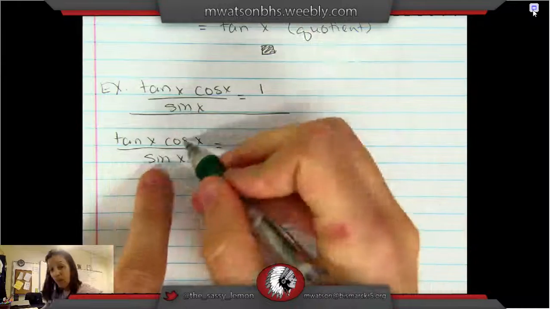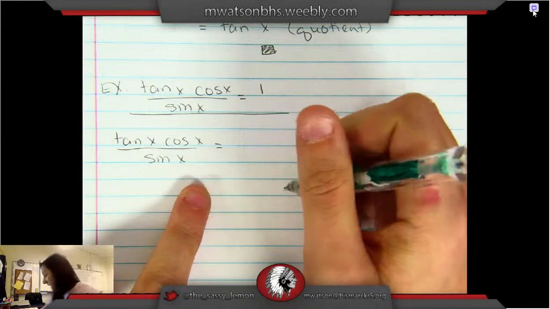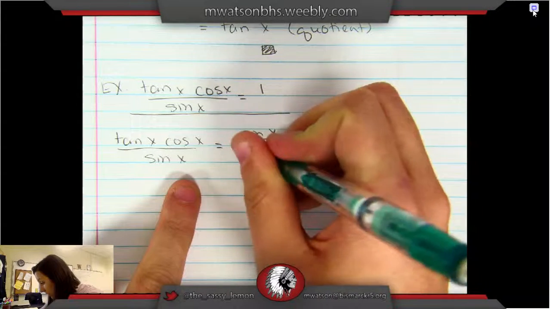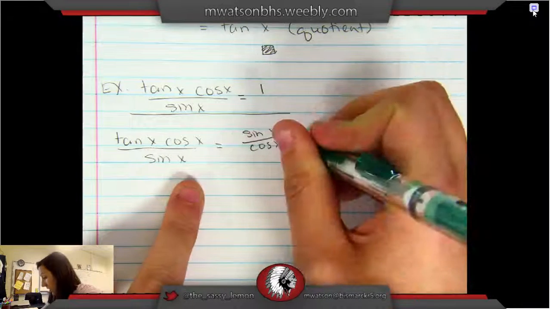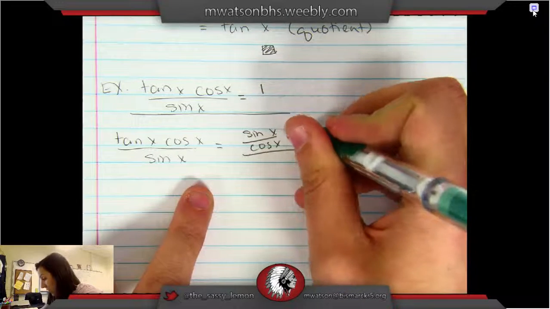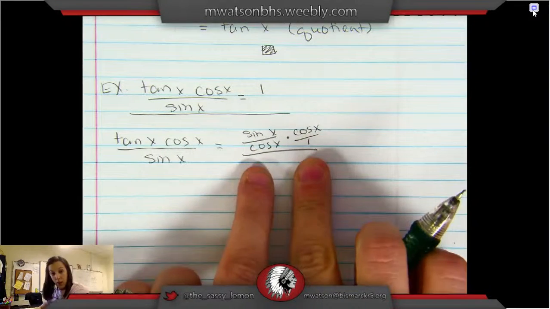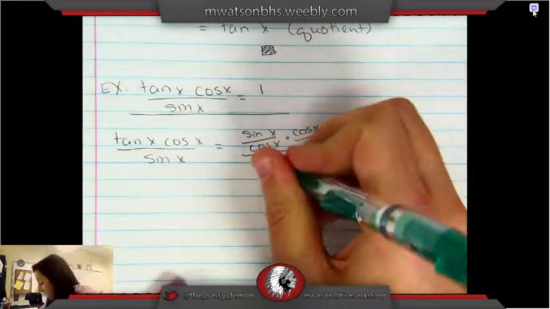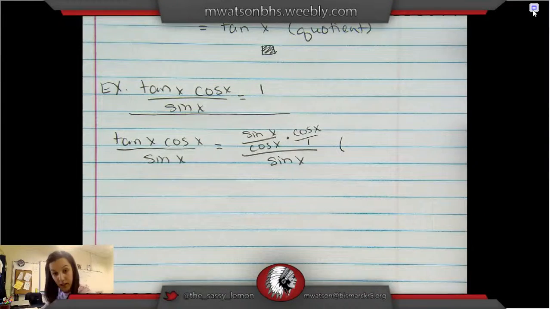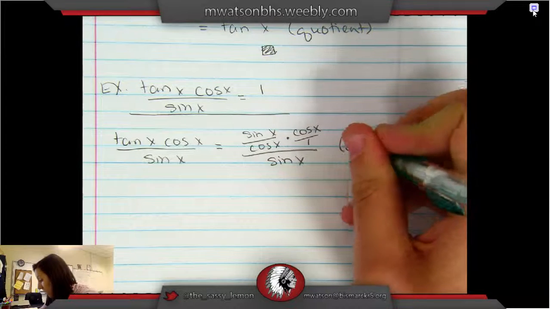So these already are. Let's change tangent. Okay, let's change tangent to sine of x over cosine of x using our quotient identity. So we've got a fraction within a fraction, but don't let it freak you out. This cosine is over 1, so that's what we've got going on up top, and we're going to keep the sine of x in the bottom. Don't forget to write your reason. Our reason here for what we changed was the quotient identity.